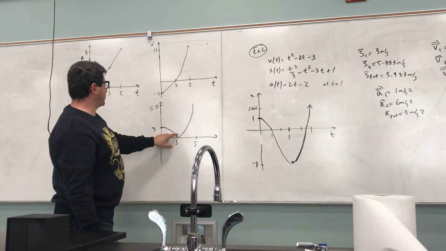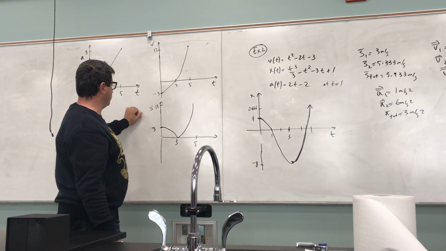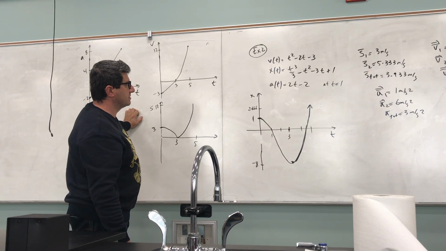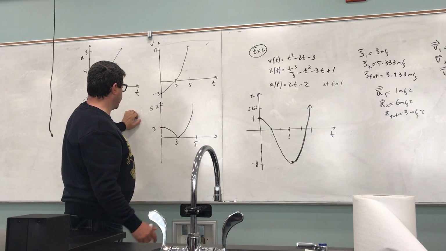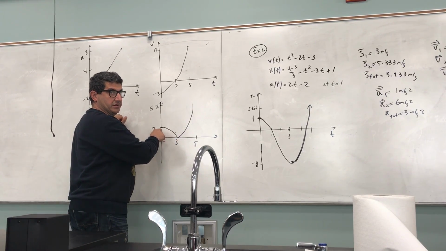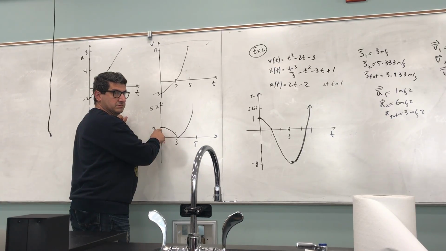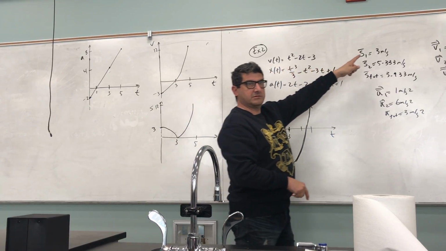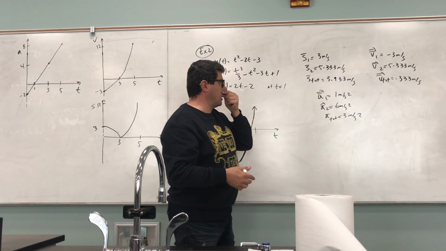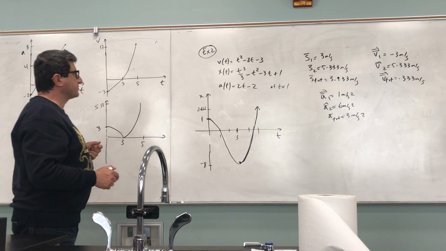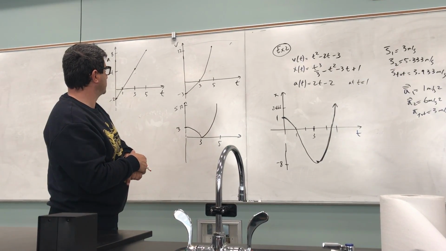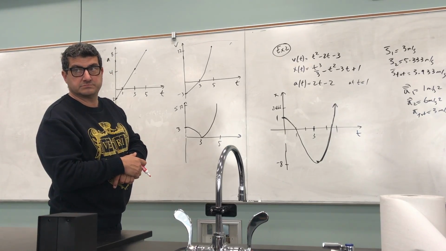Because how is the average height of this 3 if it starts at 0, goes to -3? The average height of this should be somewhere between 0 and 3. I don't know, is that right? This is the kind of stuff that you have to ask yourself when you're solving it and then when you're graphing that. Doesn't sound right.